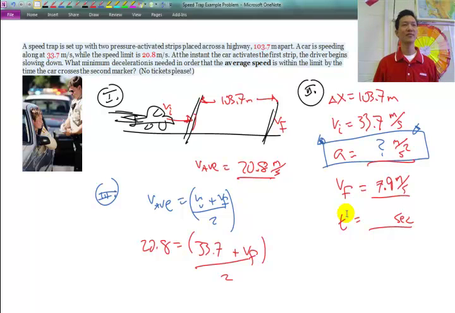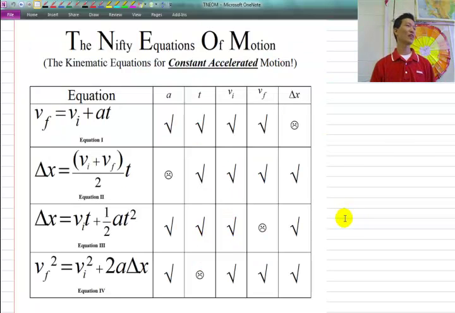I want to know A. I know delta X is 103.7 meters. I know VI is 33.7. I know VF. So how do I know which nifty equation to pick? What's a little trick? It's what you don't know that helps you pick the equation.